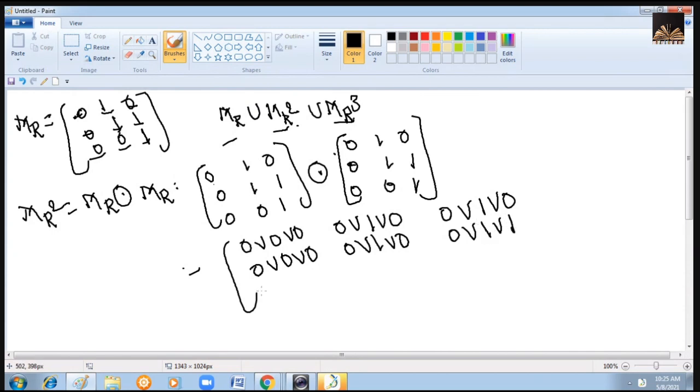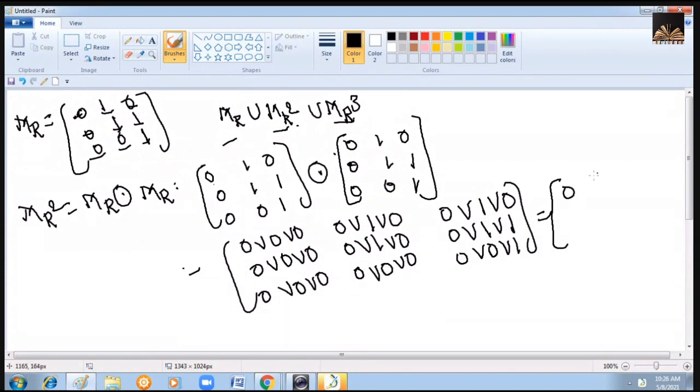Now third row, first column: 0 into 0 is 0, 0 into 0 is 0, 1 into 0 is 0. Third row, second column: 0 into 1 is 0, 0 into 1 is 0, 1 into 0 is 0. Third row, third column: 0 into 0 is 0, 0 into 1 is 0, 1 into 1 is 1. Now the result is, if at least one value is 1, then it is 1: 0, 1, 1.